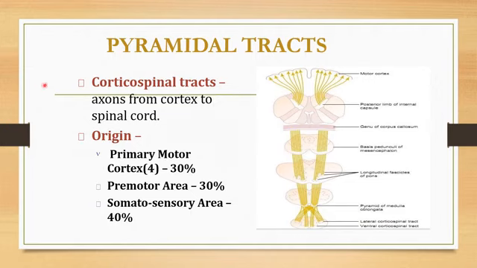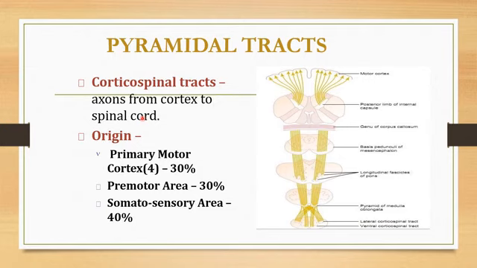So this is the corticospinal tract, the axons arising from the cortex and descending down to the spinal cord. These are the corticospinal, otherwise called pyramidal tracts, or otherwise also called upper motor neurons. These tracts are divided into two parts. One is the lateral tract and the other is the anterior or ventral corticospinal tract.